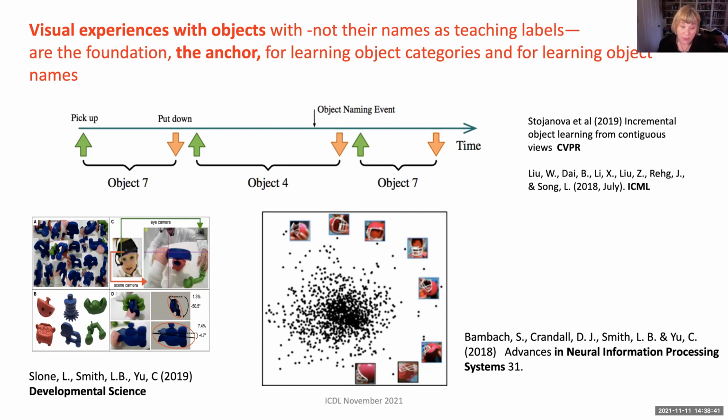And it also provides a way to break the barrier. There's no well-accepted explanation of how babies break into object name learning. And what I think it suggests is that visual experience with objects, not their names as teaching labels, is literally the foundation, the anchor for that early breaking into object categories and learning object names. Word learning, lexical learning, object name learning may change rapidly, and I'm pretty certain it does by the time a child is 18 months of age.